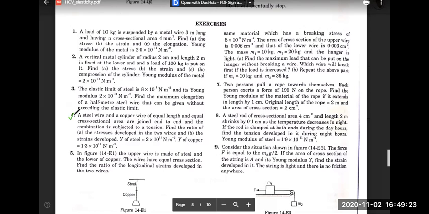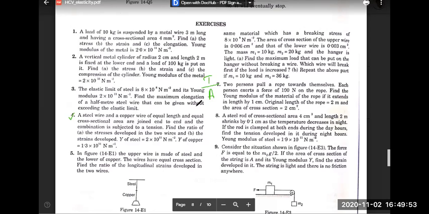Steel wire and copper wire, right? Okay, and they're joined end to end, and subjected to tension. Find the ratio of stress developed in two wires and strain developed in two wires. So start with the basic formula. Tell me, start with the basic formula. When you talk about stress, what is the formula for stress? Tell me, what is the formula for stress? Tension per unit area. Got it?